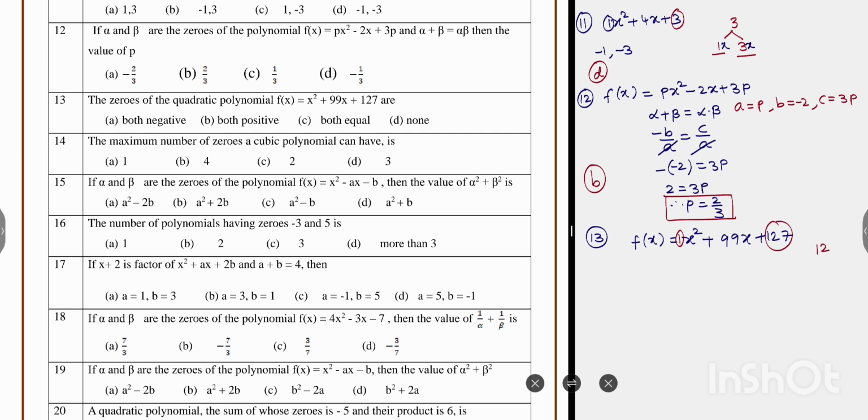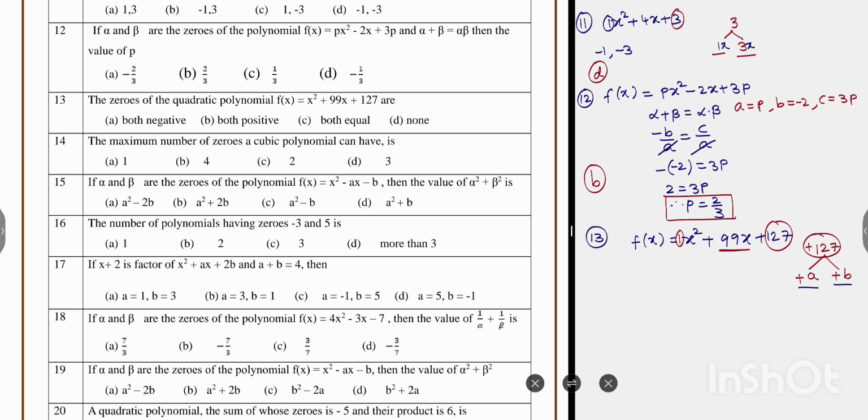When you multiply these two, we get 127. And these two factors should be taken positive. Why? Because the product is positive and the middle term is also positive. When the product is positive and the middle term is also positive, we take both the factors as positive, plus a and plus b. As I said, when the factors are plus a plus b, the zeros will be minus a minus b. So both will be negative, because the factors are positive and the zeros are negative.